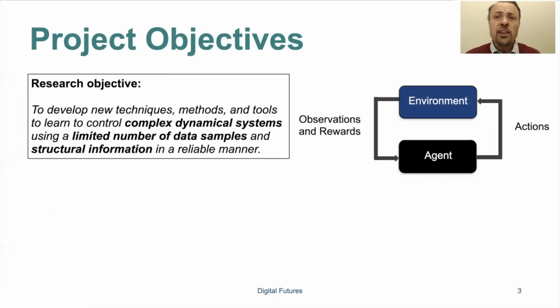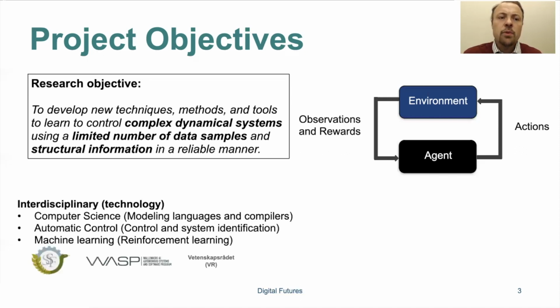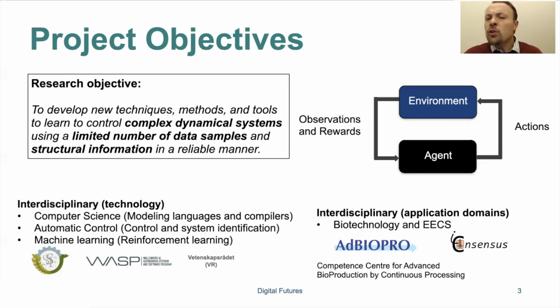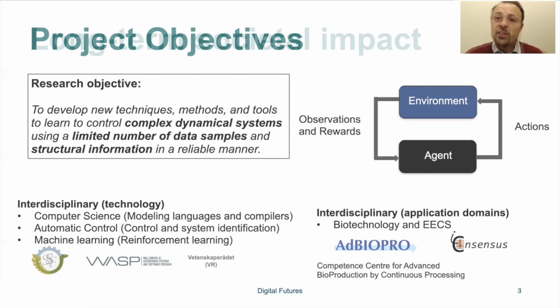So what is the research objective of this project? It is to develop new techniques, methods, and tools to learn to control complex dynamical systems using a limited number of data samples and structural information in a reliable manner. This work is really interdisciplinary. We are also interdisciplinary when it comes to application areas. We're working on robotics and also on biotechnology and bioprocessing.